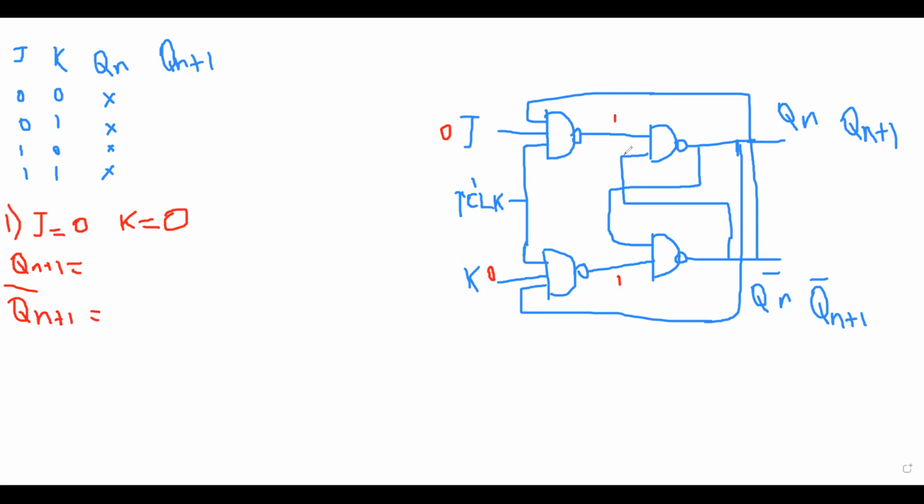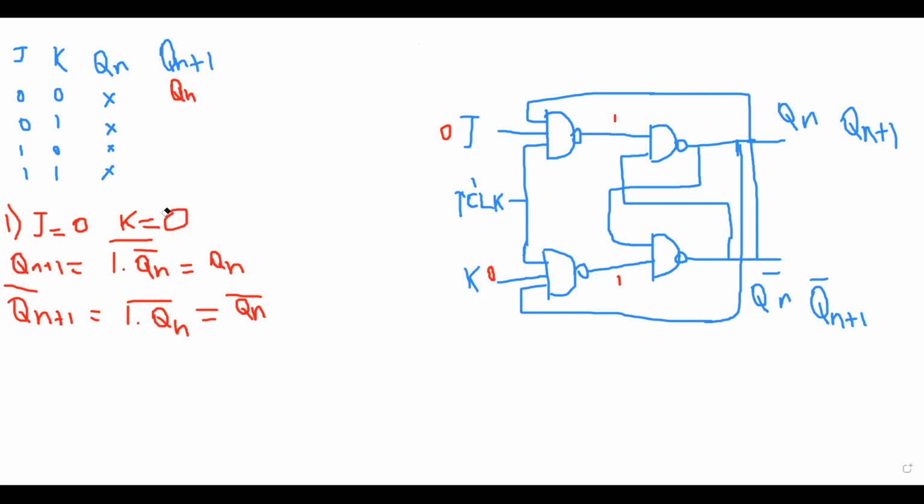Then here 1 into Qn bar whole bar. So I'll write 1 into Qn bar whole bar, and it's equal to Qn here. Then 1 into Qn whole bar is equal to Qn bar. So here it is the no change state. So I'll write Qn here.